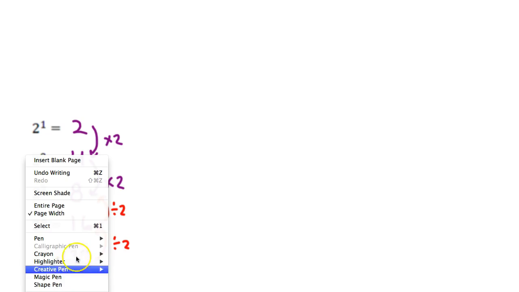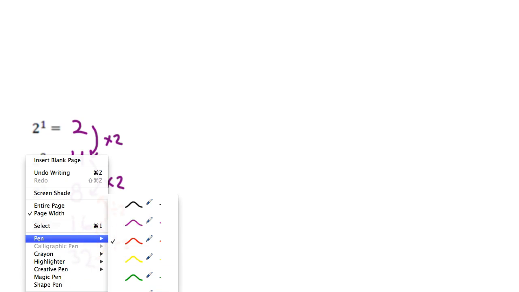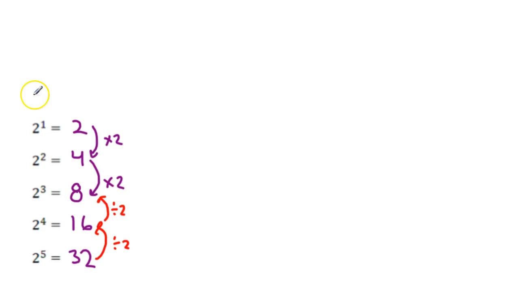So the question is, what is 2 to the 0 power? If I follow this pattern, dividing by 2, going back, I need to divide this 2 by 2. What's 2 divided by 2? That is 1.